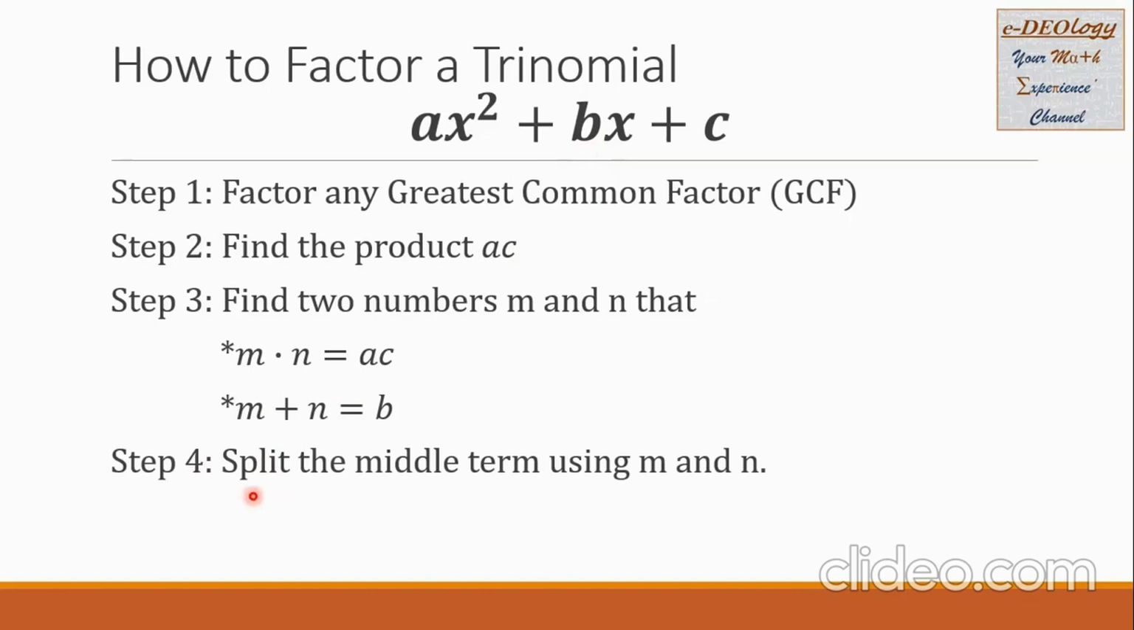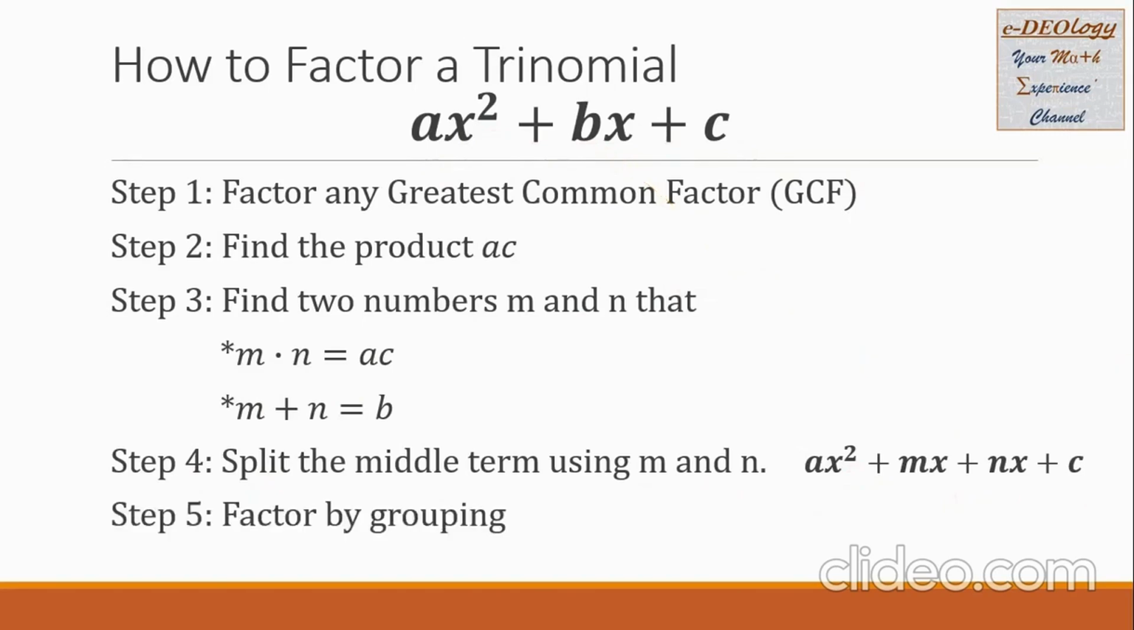Step 4, split the middle term using m and n. It means to say the ax squared plus bx plus c will become like this: ax squared plus mx plus nx plus c. Step 5, we're going to factor by grouping. Let us have example 1.